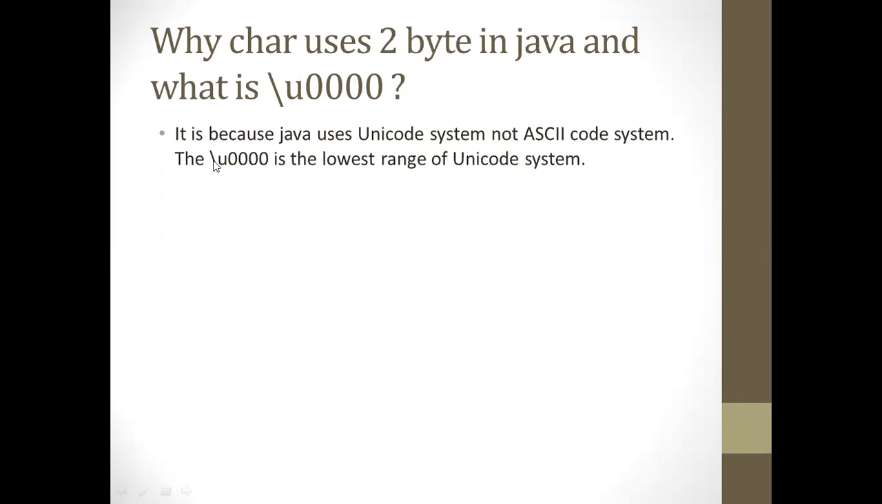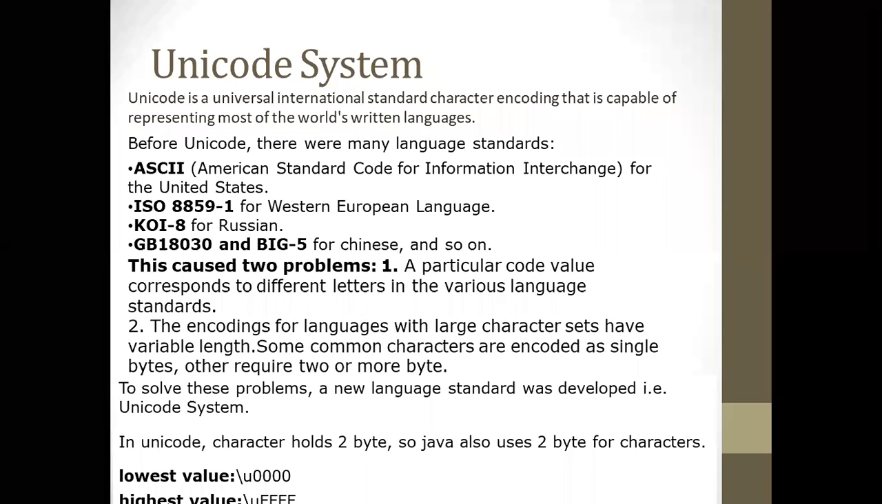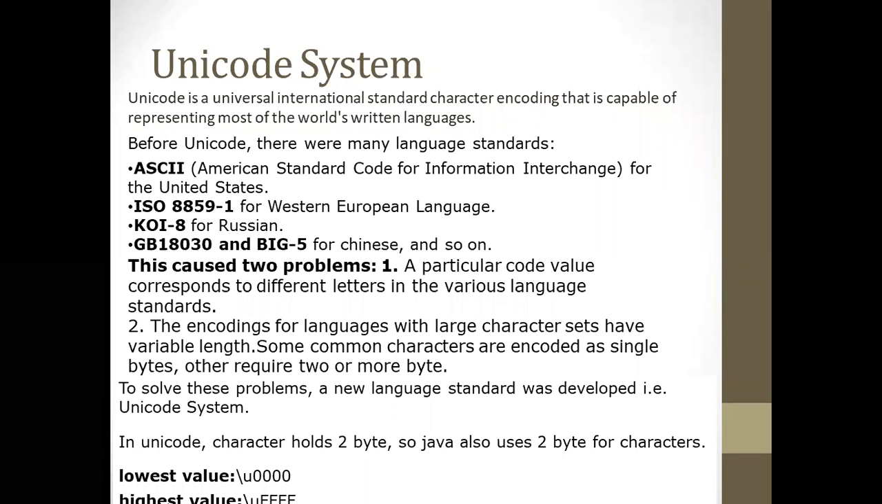Okay, so this \u0040 is the lowest range of your Unicode system. Now the next question is, why does Java use Unicode system? Because Unicode is basically a universal international standard character encoding technique. So before Unicode, what happened? We used ASCII, ISO, and all these were the different standards that were being used.